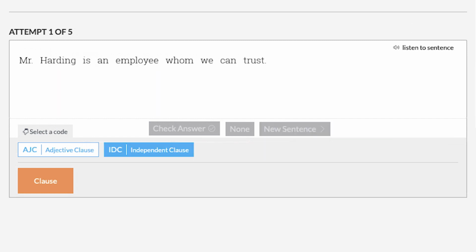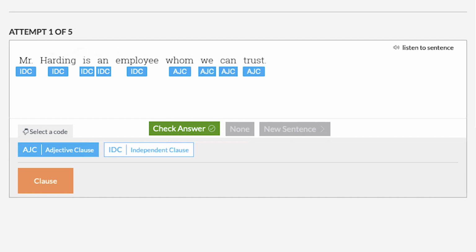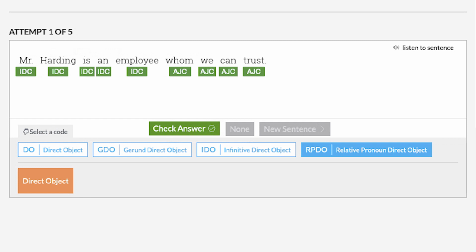An example of an adjective clause with a relative pronoun functioning as the direct object in the dependent clause. Mr. Harding is an employee whom we can trust. Mr. Harding is an employee is an independent clause. Whom we can trust is a dependent clause functioning as an adjective. It describes what kind of employee. The word whom is a relative pronoun introducing the dependent clause and functioning as the direct object of the verb phrase can trust within the dependent clause whom we can trust.